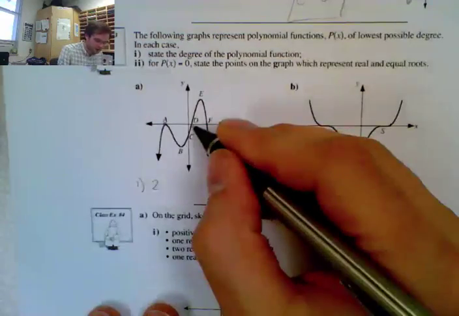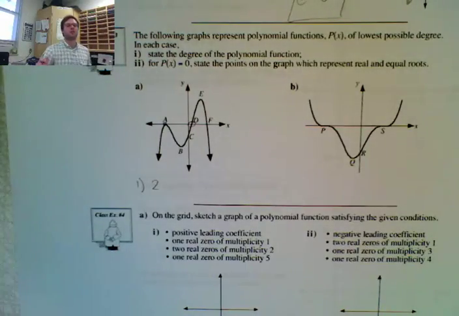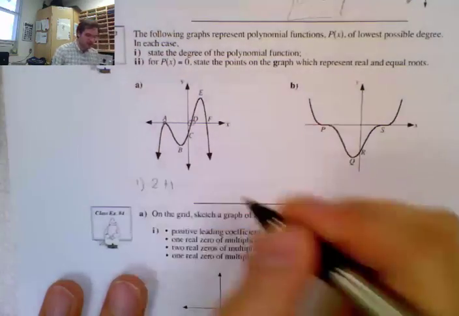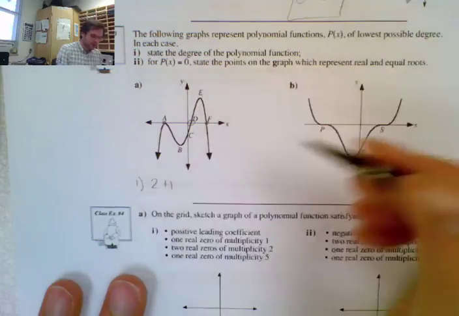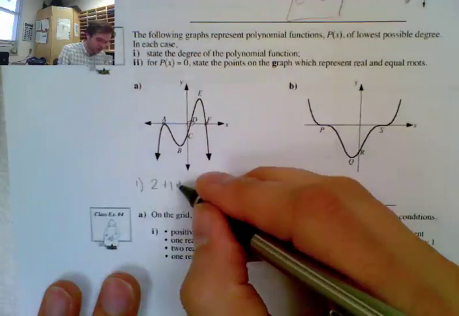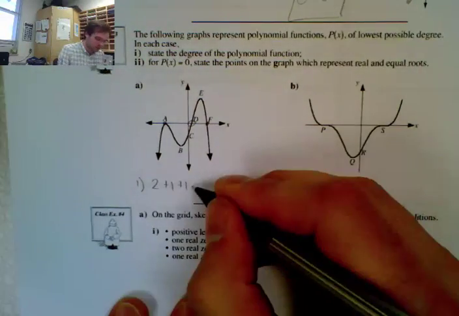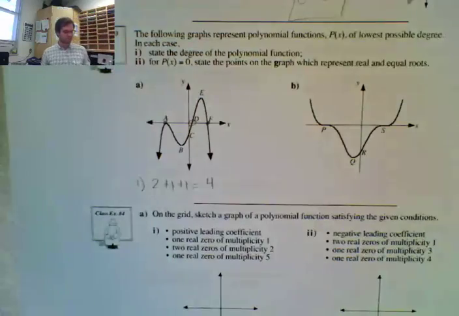Where else does it cross? D, it just crosses, so that's going to be a 1. That's the lowest that will be. And then we look at F. It's a crosser as well, so that's going to be degree 1 or multiplicity 1. So my total degree is going to be 4. All right?